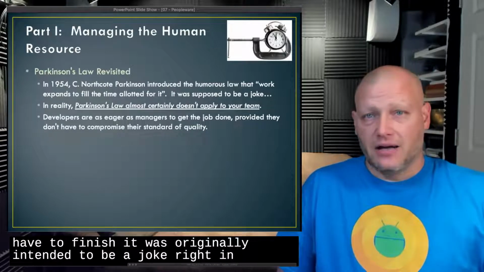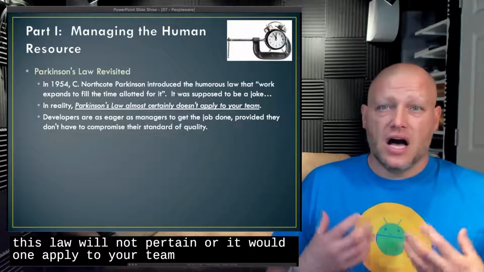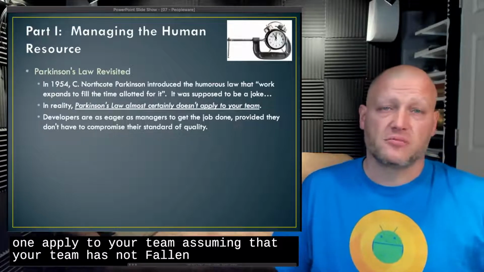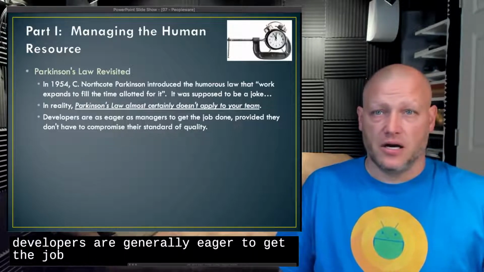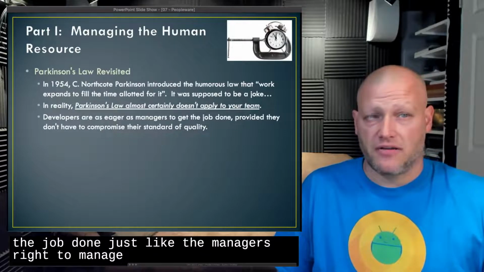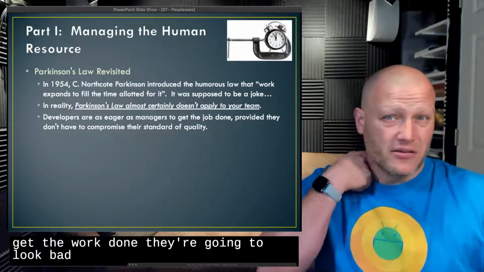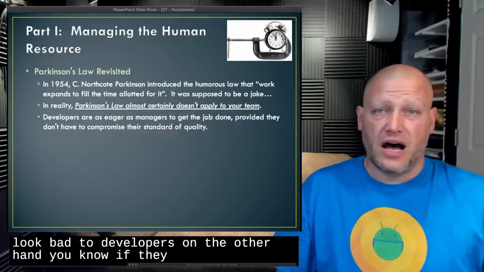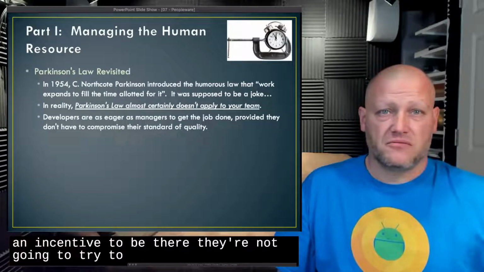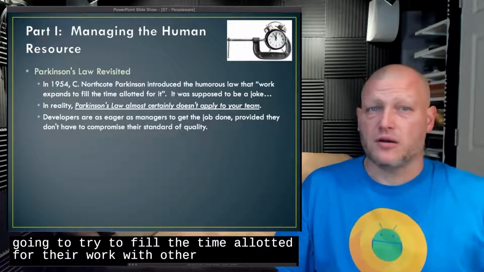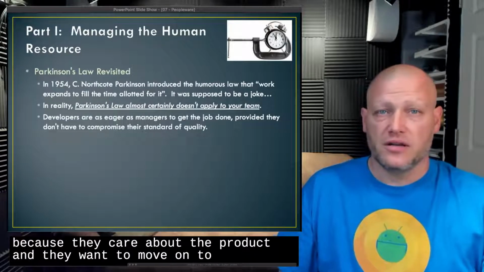In reality, this law will not apply to your team, assuming that your team has not fallen victim to this flight from excellence. Developers are generally eager to get the job done, just like the managers. The managers have the incentive that if the developers don't get the work done, they're going to look bad. The developers, on the other hand, if they have a high standard of quality and they have an incentive to be there, they're not going to try to fill the time allotted for their work with other random stuff. They're going to try to get their work done as quickly as they can because they care about the product and they want to move on to the next stage of development.